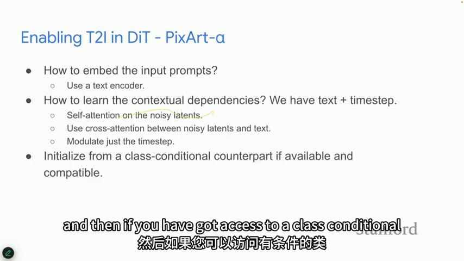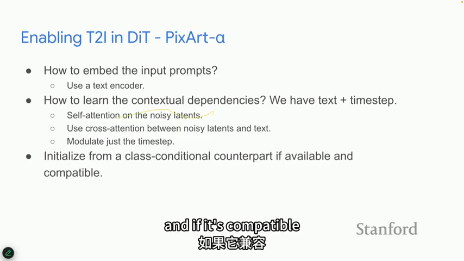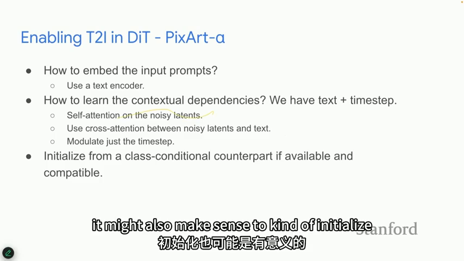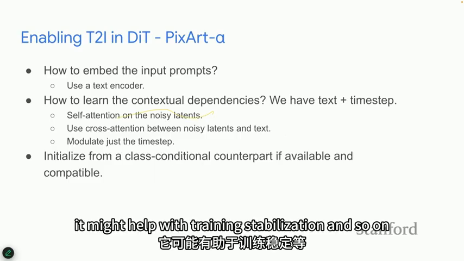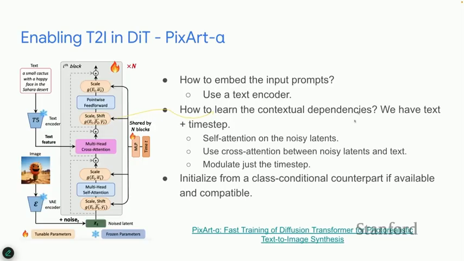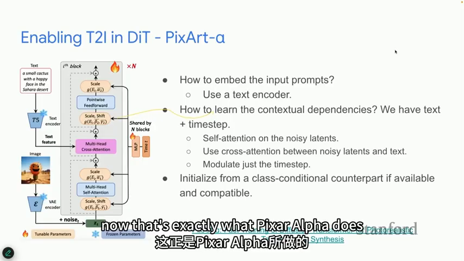And then if you have got access to a class conditional diffusion transformer, and if it's compatible, it might also make sense to initialize some blocks from it, because why waste compute, right? It might help with training stabilization and so on. Now that's exactly what Pixart Alpha does.